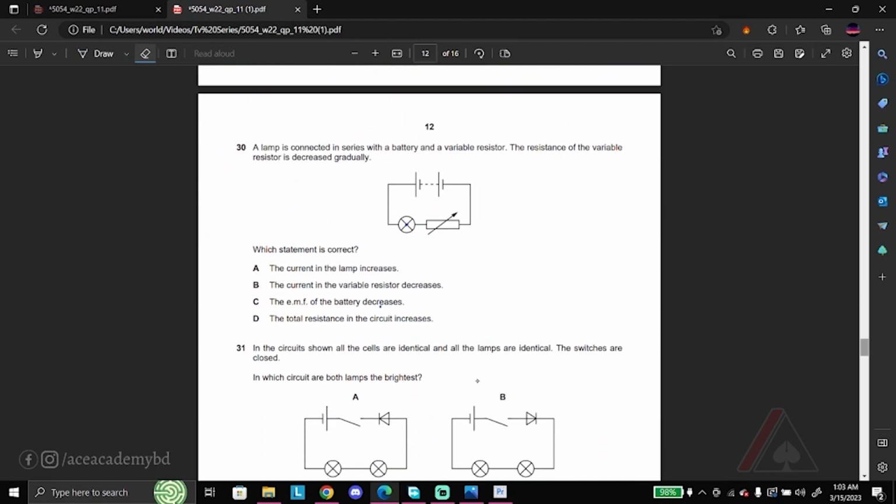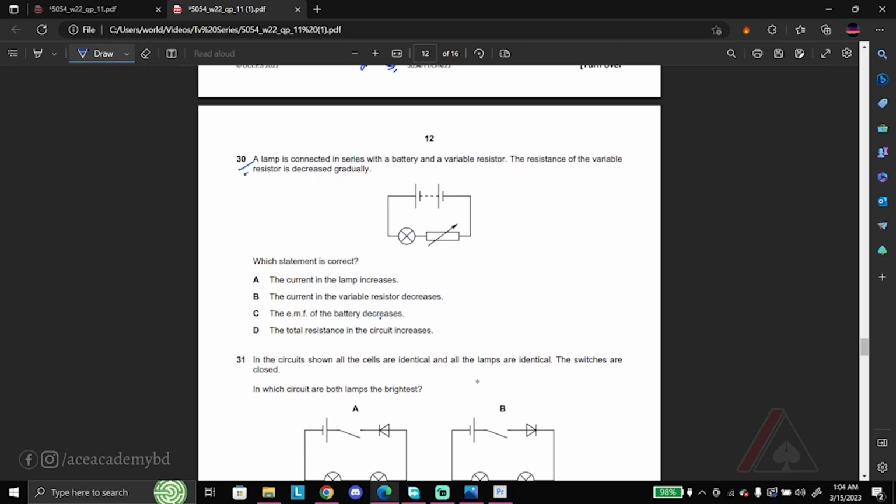So let's move on to question 30. It says a lamp is connected in series with a battery and a variable resistor. The resistance of the variable resistor is decreased gradually. Which statement is correct? Before we go into that, the resistance of the variable resistor is decreased gradually. This means the total resistance of the circuit will also decrease. Because this is a serial connection, the resistances are added up. So if the resistance of this particular resistor decreases, then the total resistance of the circuit decreases.